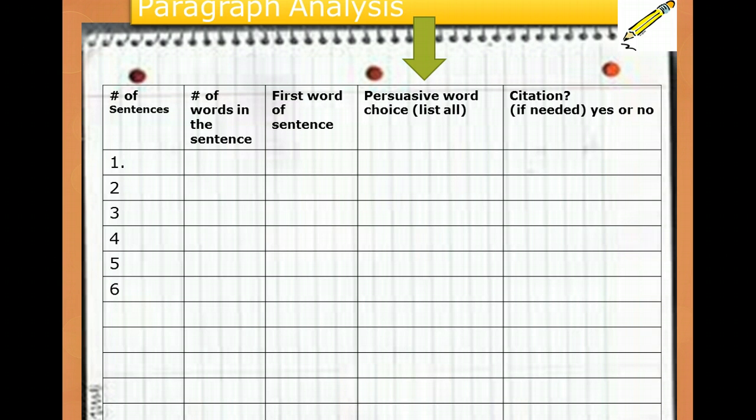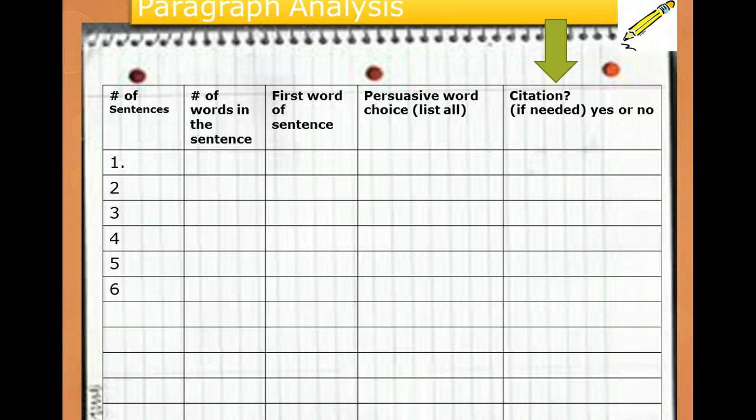So listing all the persuasive words that you're using in that sentence. So really trying to see what kind of word choice you're using. And then finally looking for the citation. Again, I'm really concerned about the citation piece. Last night's homework covered citation, in-text citation, as well as the works cited page. So this is just asking you to take a look.